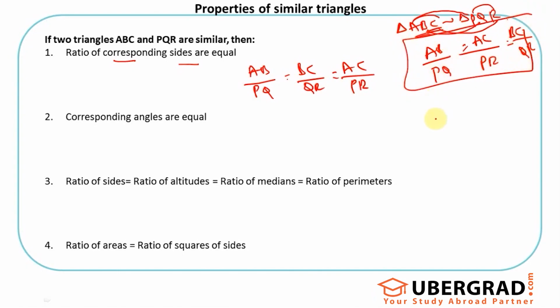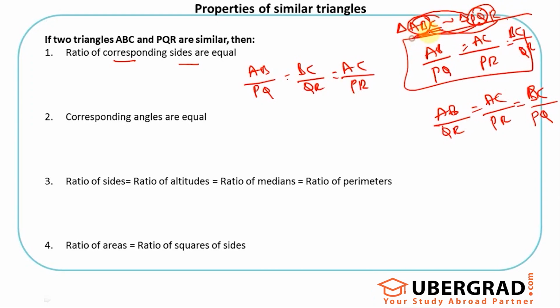I cannot randomly pick AB by QR equals AC by PR equals BC by PQ or something. Don't pick some random sides like this. Any two sides' ratio will not be equal. I have to pick the corresponding sides, and the corresponding sides will be picked from the given relation like this.